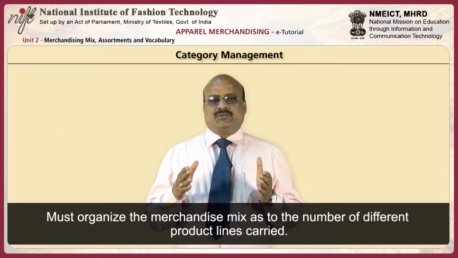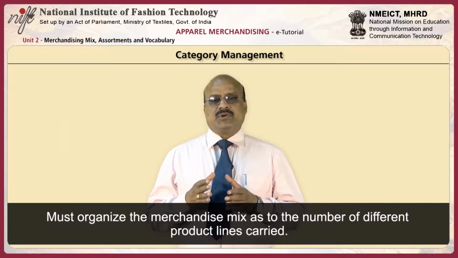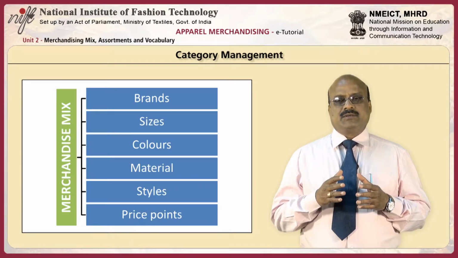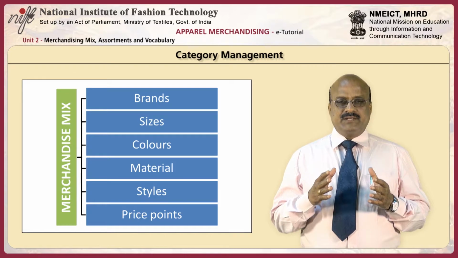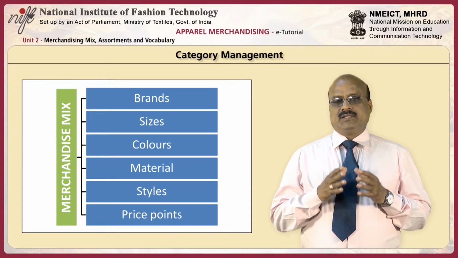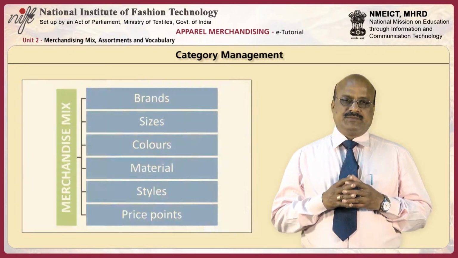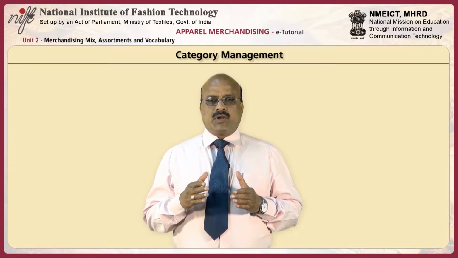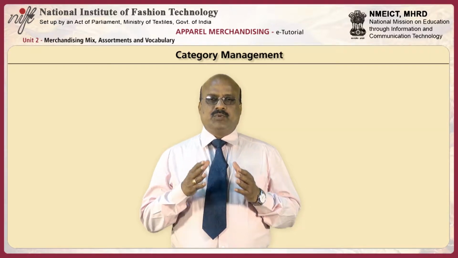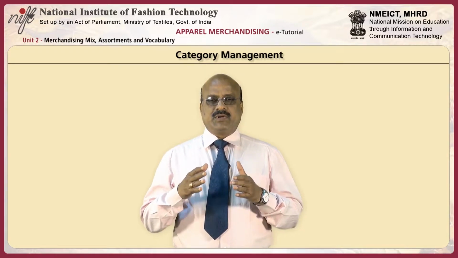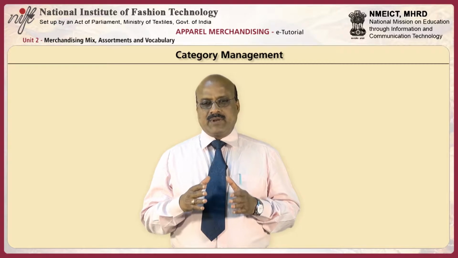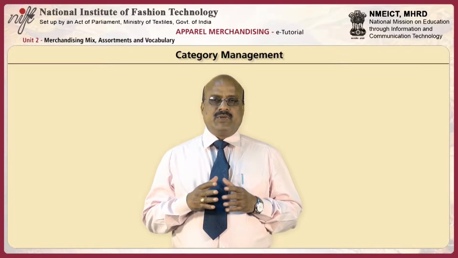The merchandise mix should be organized as to the number of different product lines carried. A decision on the mix must include brands, sizes, colors, material, styles, and price points. The goal is to ensure that product choice meets targeted market needs. It is important to carefully plan the number of units to have on hand to meet the expected sales for the brand, size, color combinations, etc.